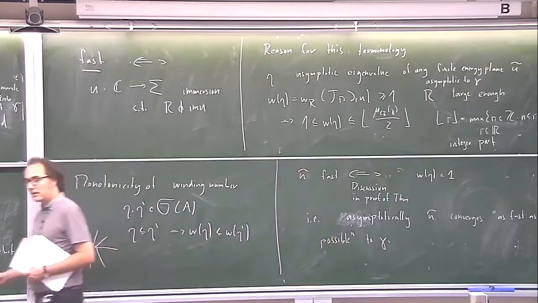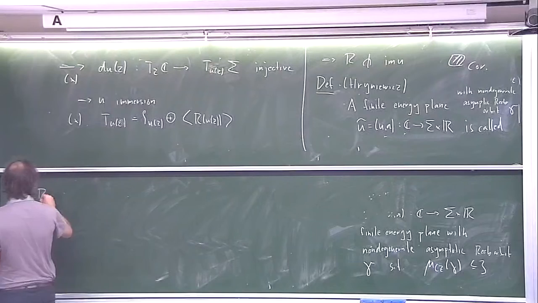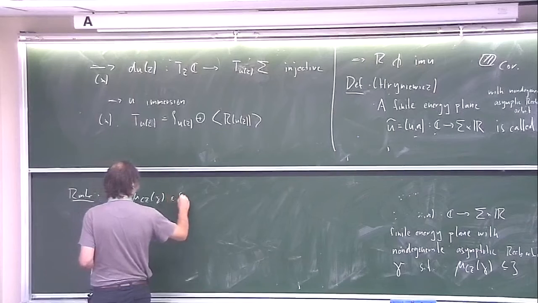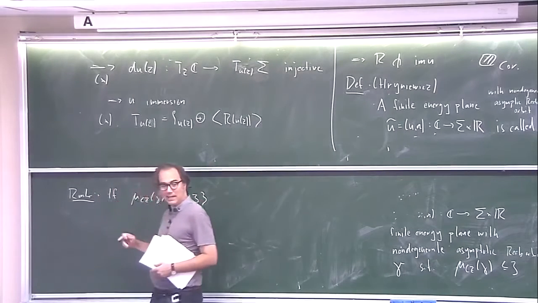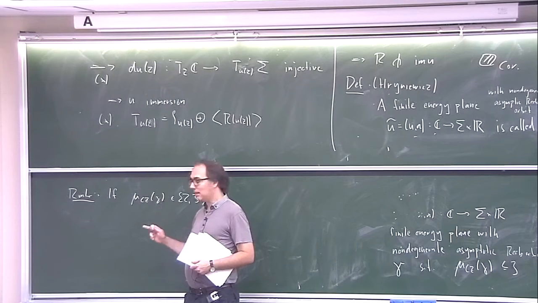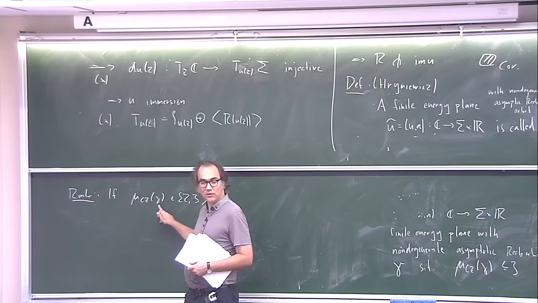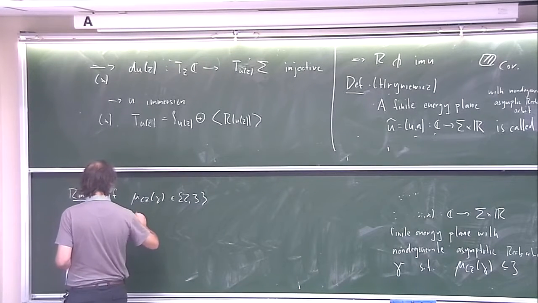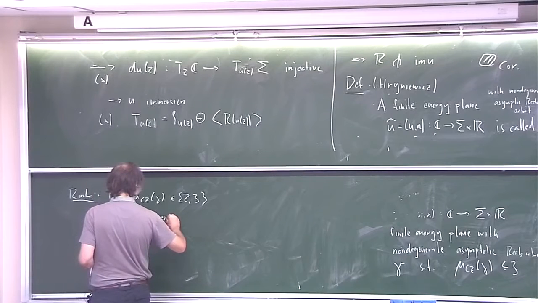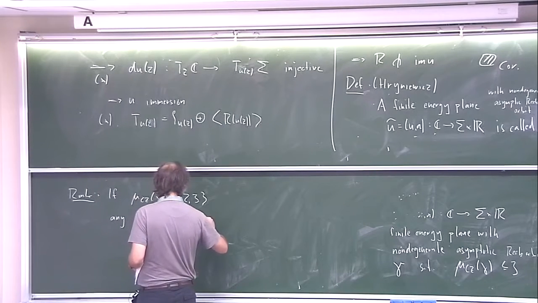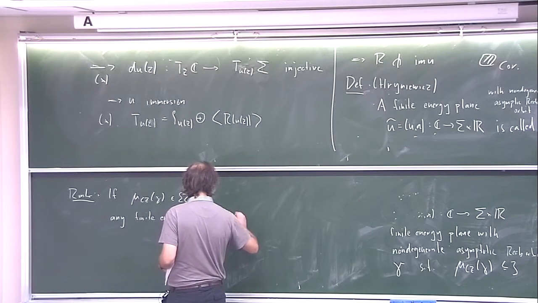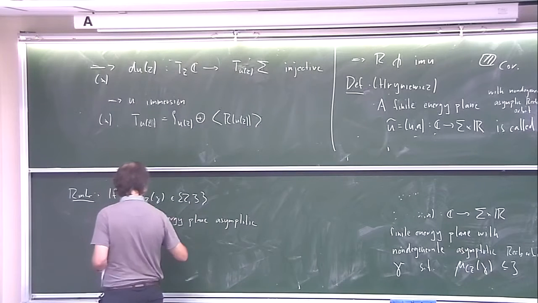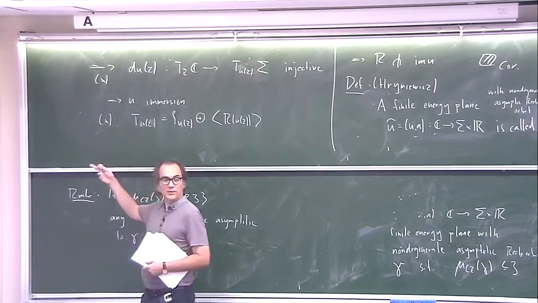So make this remark: if the Conley-Zehnder index of gamma is 2 or 3, then any finite energy plane asymptotic to gamma is automatically fast. That was also the corollary.